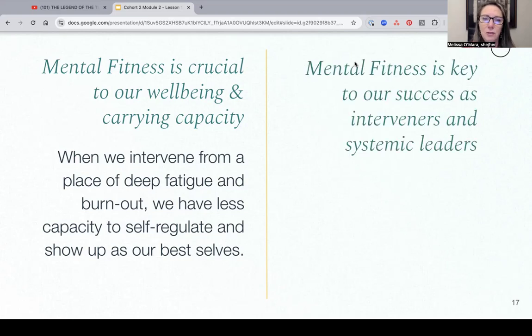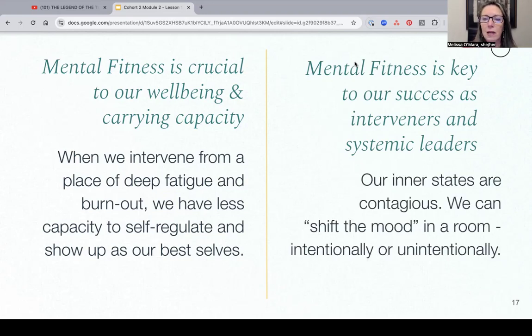Mental fitness is also crucial to our success as interveners and as systemic leaders. Our inner states are contagious. We can shift the mood in a room intentionally or unintentionally. And we know this. We've walked into a room where the mood was dour and we've been pulled down by it. And we've also shifted it by cracking a joke or chatting with a friend. And we know that we can lift the mood or we can bring the mood down ourselves. This is powerful.